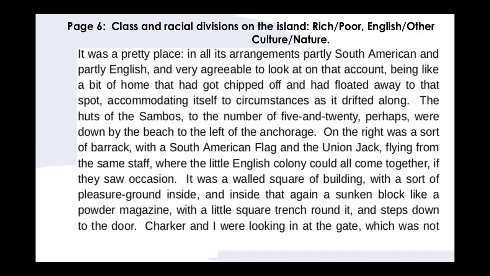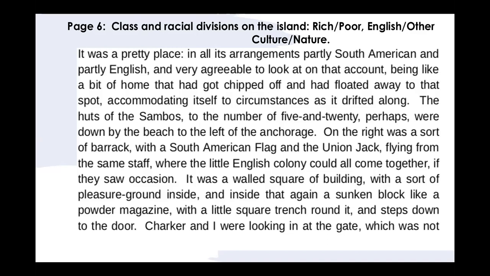To the number of 520, perhaps, were down by the beach. The huts were by the beach, and in poor condition, by the way. Huts express the poor condition of the Sambos. To the left of the anchorage, on the right, you know, the binary of left, and then you have the right now. Okay? On the right was a sort of barrack with a South American flag and the Union Jack, meaning two flags, South American and then the British flag of the United Kingdom, flying from the same staff, where the English colony could all come together. Look at this, ladies and gentlemen. If they saw occasion, everybody would come there.